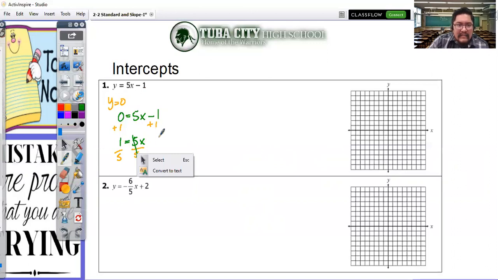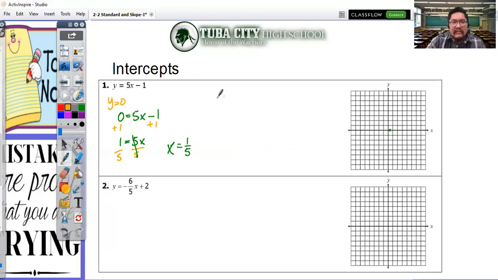Now x is by itself, so this should be my x-intercept. In this case we have a fraction, so I'm going to put 1/5. You could use a calculator and get something like 0.2, but it's okay, no problem. In fact, I can even graph it with 1/5. Imagine the little mark between 0 and 1, split that into 5 parts, and then mark it at the first one.